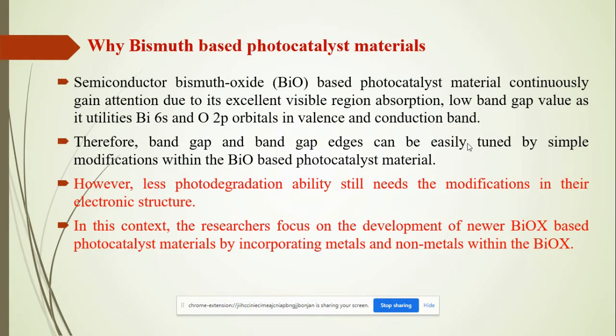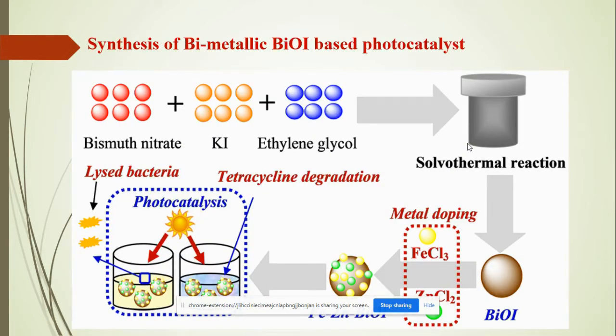In this context, researchers focused on the development of newer bismuth oxyhalide-based photocatalyst material by incorporating metal and non-metal within the bismuth oxyiodide structure. So, how do we synthesize bismuth oxyiodide photocatalyst material? Synthesis involves the mixing of bismuth nitrate and KI salt in ethylene glycol, then kept under solvothermal reaction for 24 hours at 120 degrees centigrade. After that, we get the spheres of bismuth oxyiodide, which are very porous.